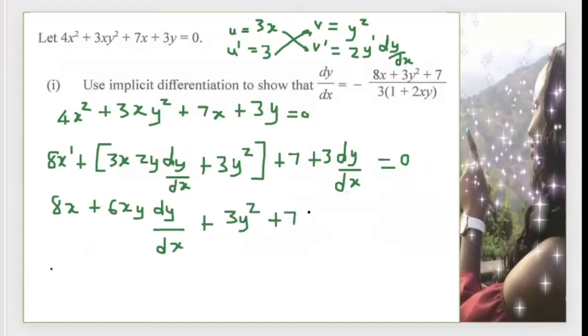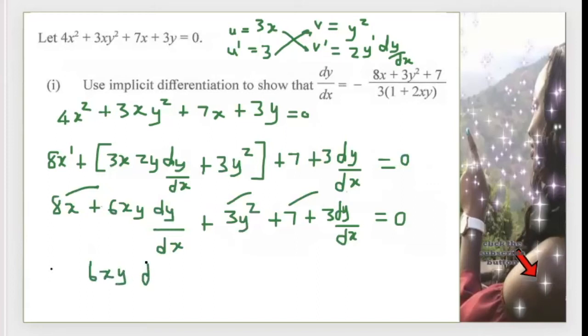So what I need to do next is to carry 8x, 3y squared, and plus 7 over the equal sign, because these three terms don't have dy dx. So the sign will change. Everything else remains on the left hand side. So we have 6xy dy over dx plus 3 times dy over dx. Now I'm going to have my equal sign.